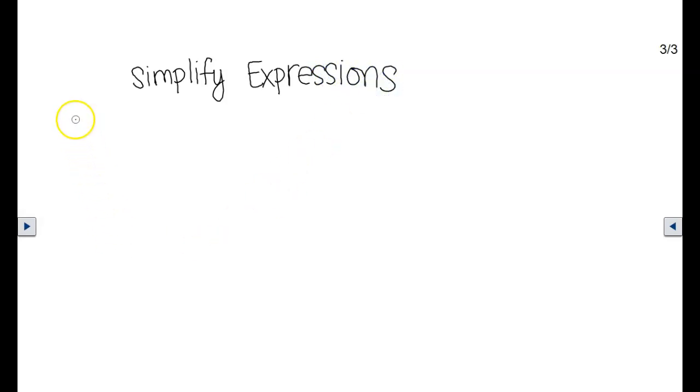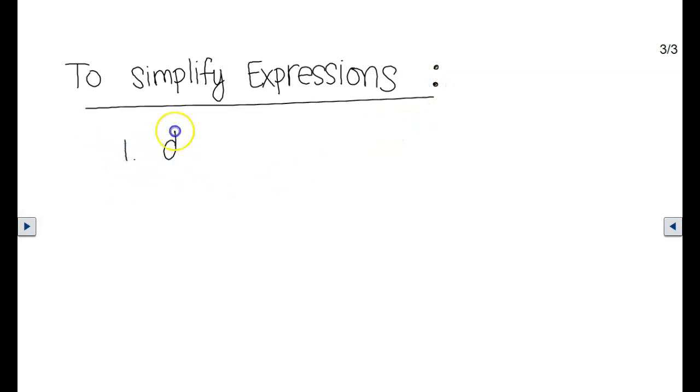So this week, we are going to be working on simplifying expressions. And notice that when you hear the word simplify, that should make you think, make it simpler, okay? So here's what you need to know. To simplify expressions, it's really a two-step process.